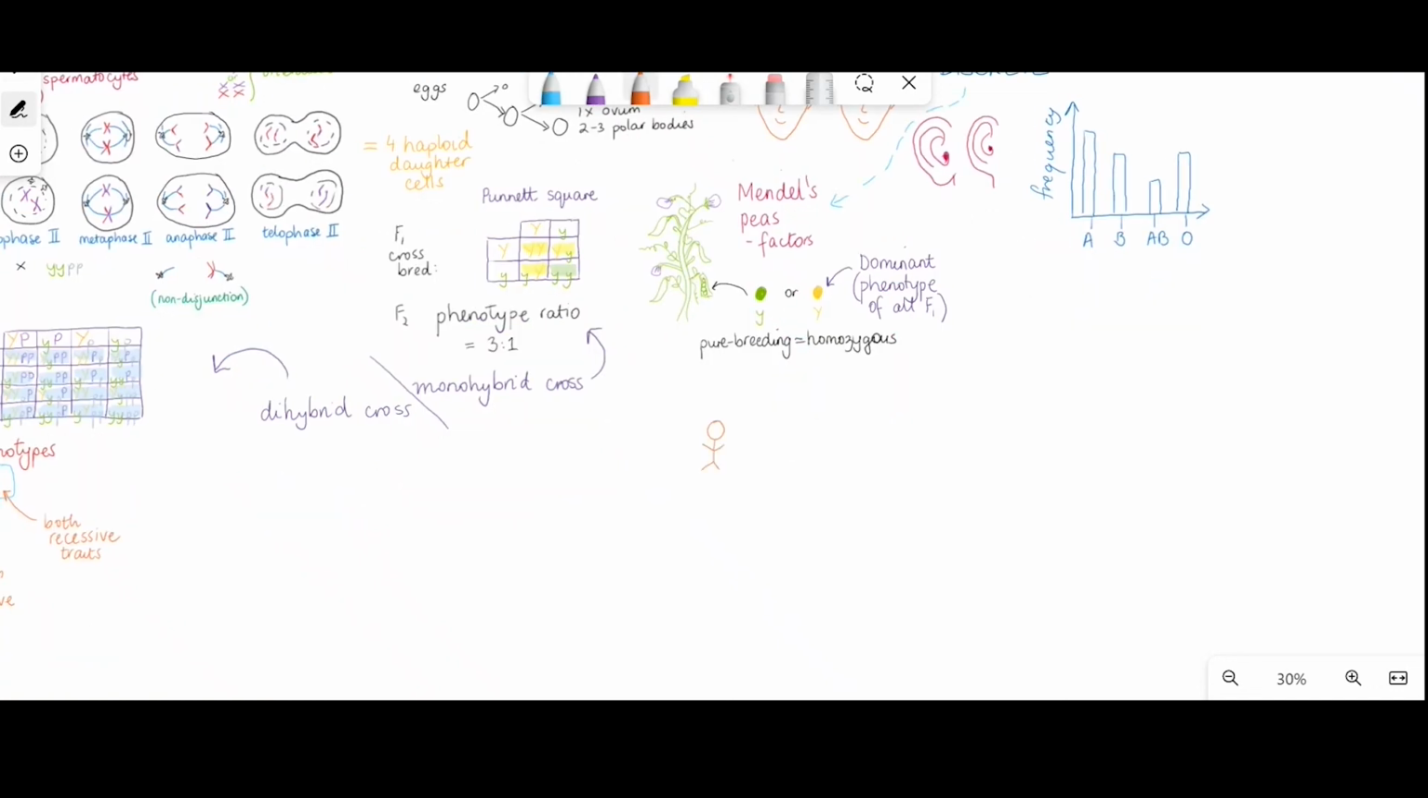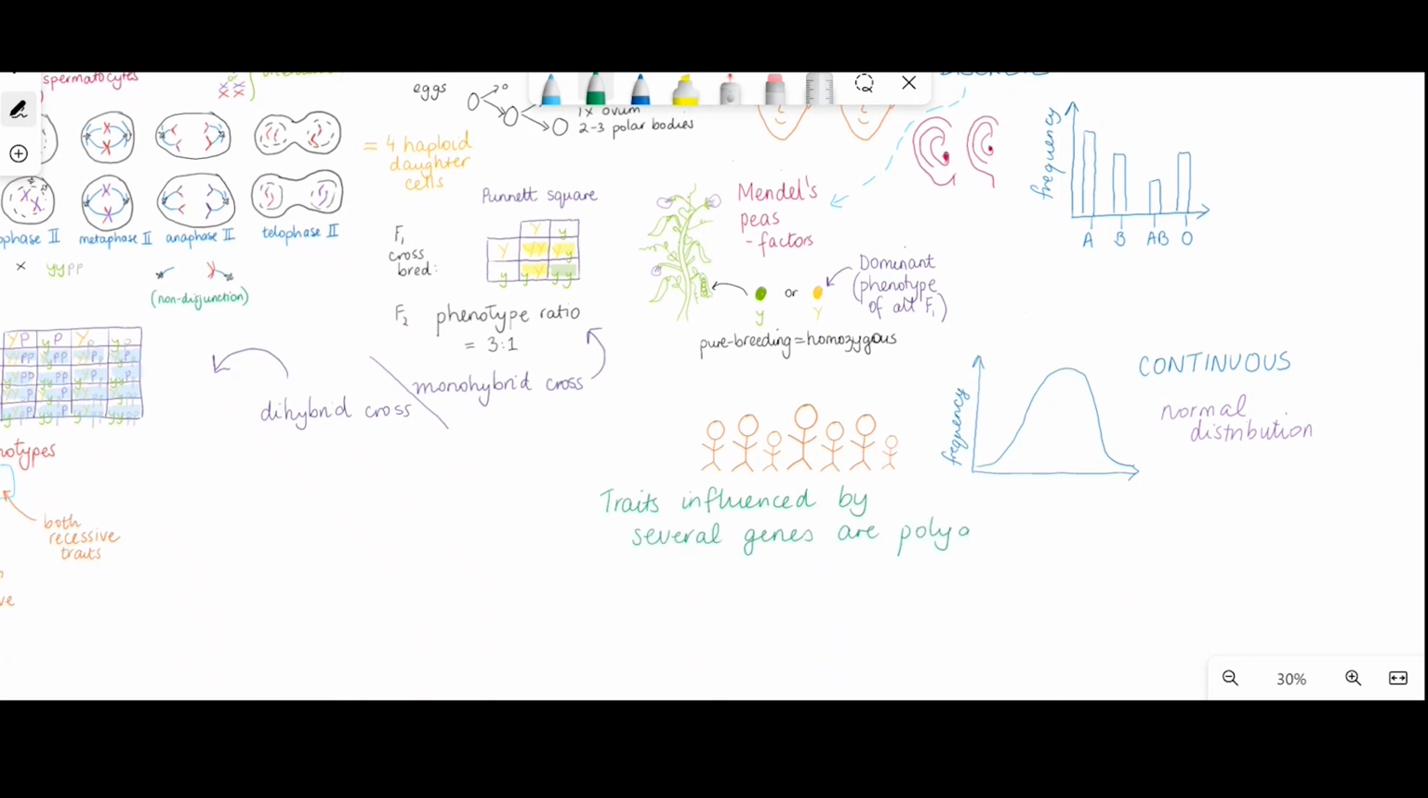But what about features like height or skin color? Here we see continuous variation that follows a normal distribution. These traits are influenced by several genes, which we call polygenic inheritance. In fact, research suggests that it could be over 150 genes that have at least some influence, whether direct or indirect, on our skin color. And making our phenotypes even more truly continuous, rather than just lots of close together categories, is also our interaction with the environment. You might have a genotype for quite fair skin, but spend a lot of time in the sun.